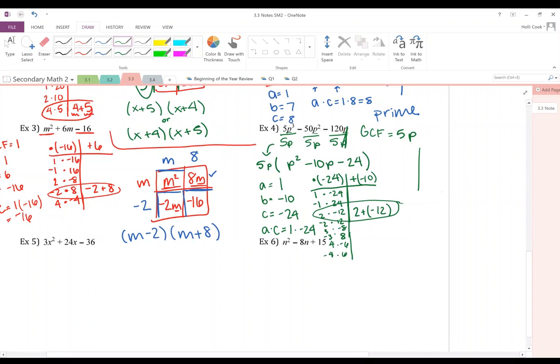So we'll draw our box. First term in the first, but this time our first term, remember, is our new one, not our old one. So we've got p squared and negative 24 in our last. Then we're going to place that negative 10p with 2p and negative 12p.